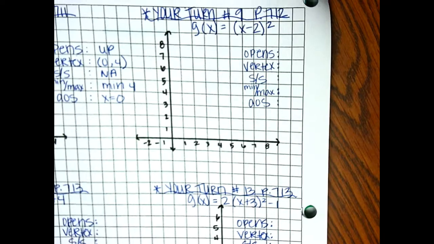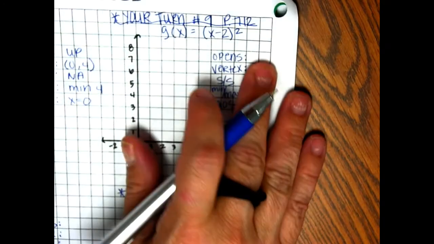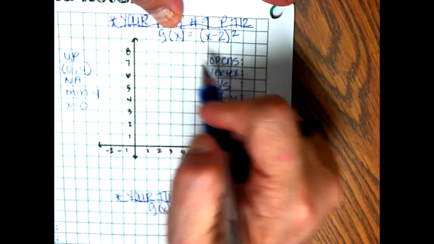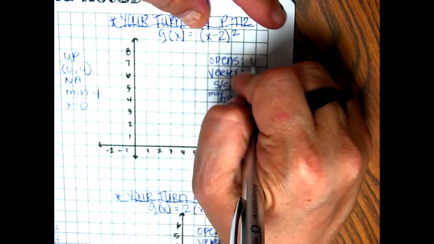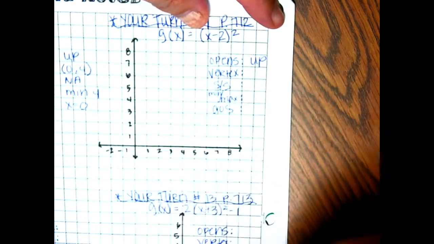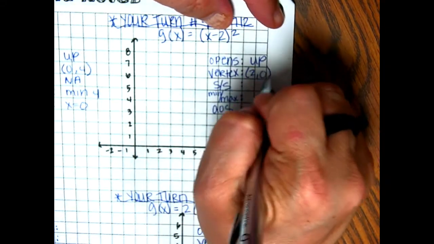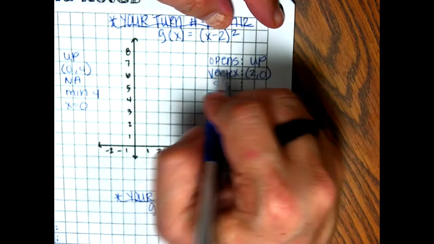The second one is your turn number 9, and it's g of x equals x minus 2 squared. This one's going to open up because the a term is positive 1. The vertex is going to be at 2, 0. There is no k. Stretch or shrink? No.